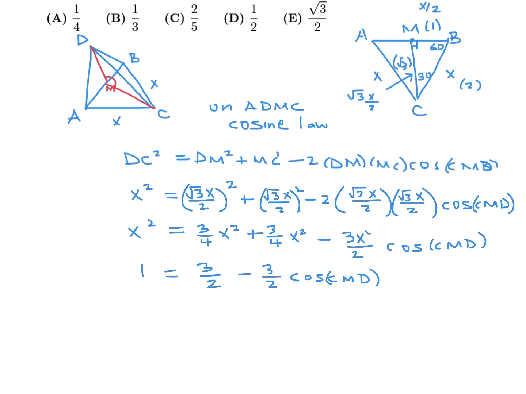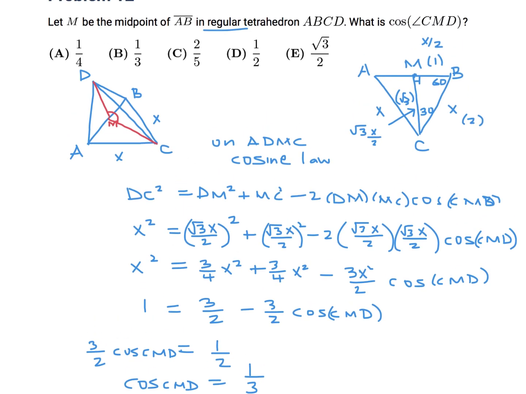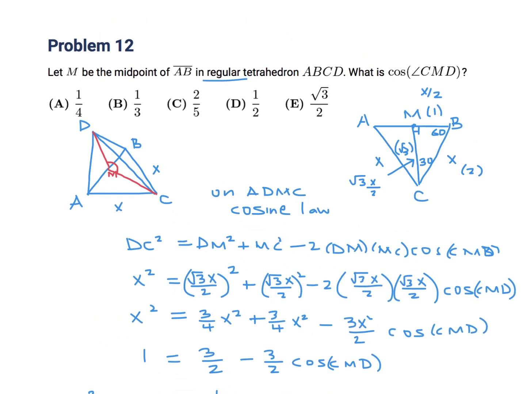And then, let's see here. If I bring this 1 over, that'll be a half. This will be 3 over 2 cos CMD. And therefore, cos of CMD will be 3 over, hold on. 1 over 3. Yeah, and that's it. So we got it. So that is B for number 12.